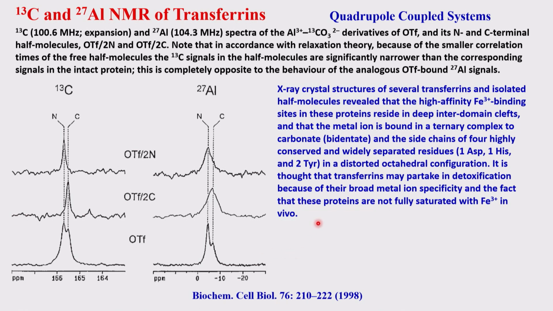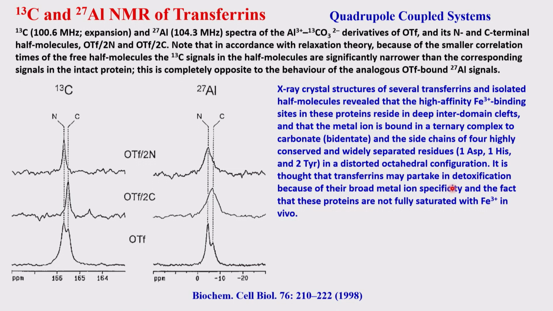And this basically explains a ternary complex to the carbonate, and the side chains are the four highly conserved and widely separated, one aspartic, one histidine, and two tyrosines. They are binding 4 residues but giving all the 6 coordination, distorted octahedral. So that means the transferrins not only are helping in transport of iron, these proteins may also remove certain metal ions, unwanted metal ions, toxic metal ions, because they have additional binding sites. So this NMR reveals all that information.